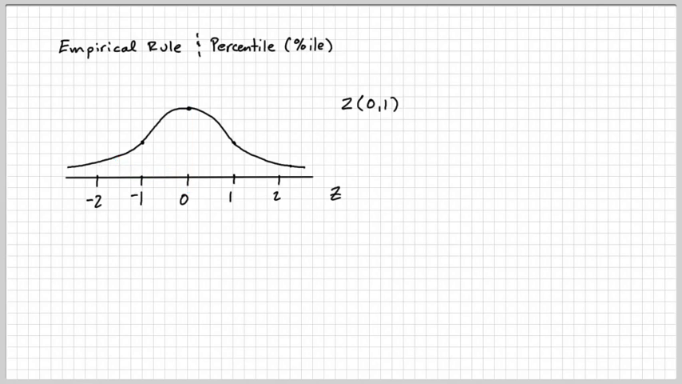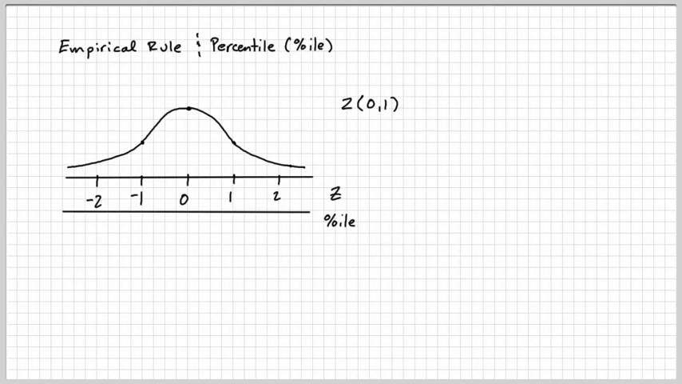What does that mean? If you have a point here, let's say, that point is one standard deviation above the mean. So if the mean was 12, let's say, and the standard deviation is 3, you add 3 to 12, that gives you 15. So this point would be at 15. Okay.